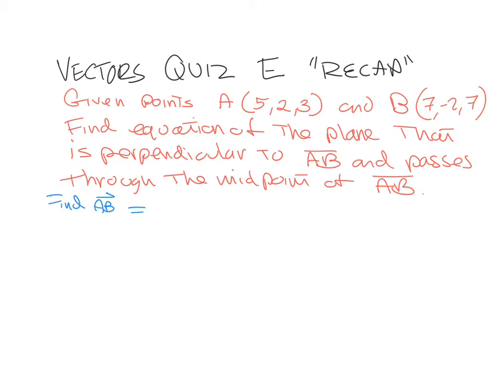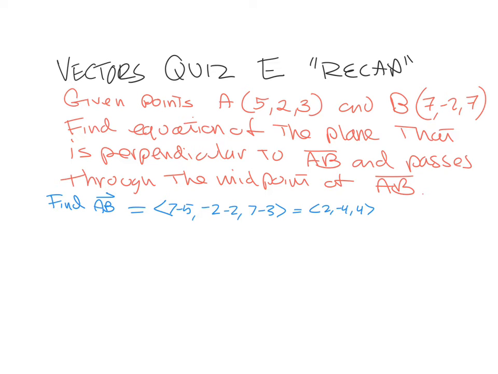That means the components of this vector are going to be equal to the coordinates of B minus the coordinates of A. So the x-coordinates subtract them, the y-coordinates subtract them, and so forth. So it's going to be B minus A. The first component of vector AB is going to be 7 minus 5. The second one is going to be negative 2 minus 2, and the third one's going to be 7 minus 3. So finally, our vector components are going to be 2, comma, negative 4, comma, 4. So there's our vector that's perpendicular to the plane.